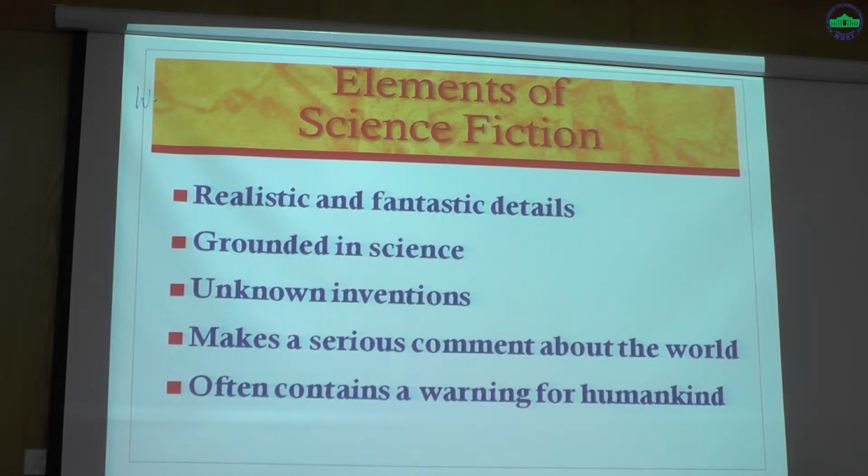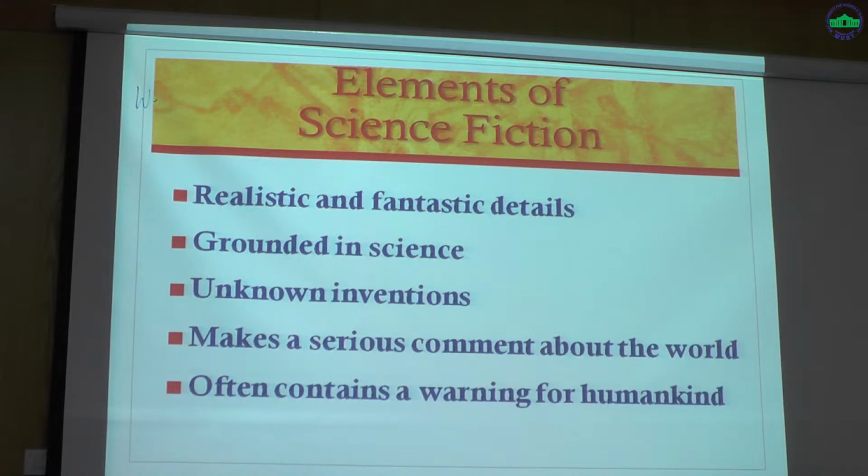We have a blend of realistic and fantastic details. Real human beings in real human forms, but they live on a different planet. Grounded in science. So in futuristic or science fiction movies and stories, we have scientific details about life. Like what? They have a sun lamp instead of a real sun. You get my point? Unknown inventions. Maybe you encounter some new innovations and inventions you are not acquainted with on Earth.